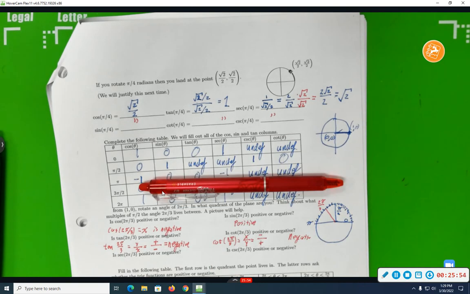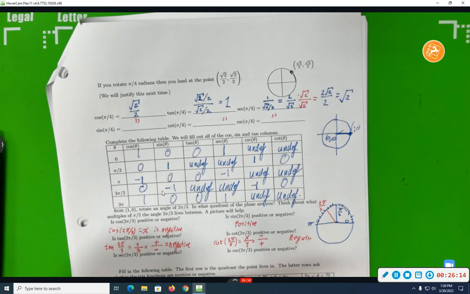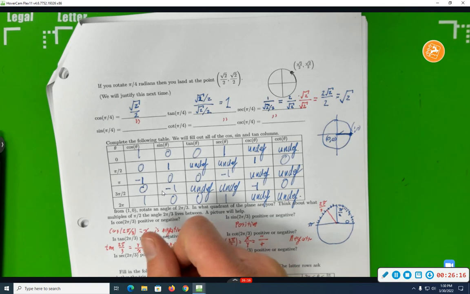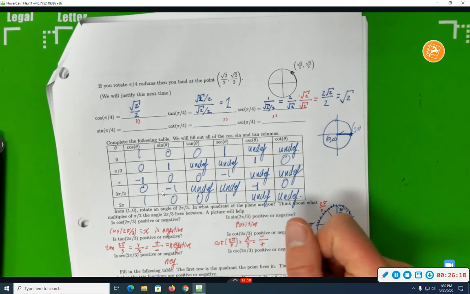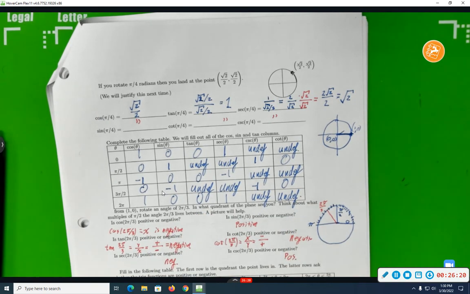How about secant? Positive or negative? Let's see. Is there any controversy? Anyone want to say positive? Negative? Cool. Yeah, it's going to be 1 over a negative number. It's negative. What about cosecant? Positive. Groovy.